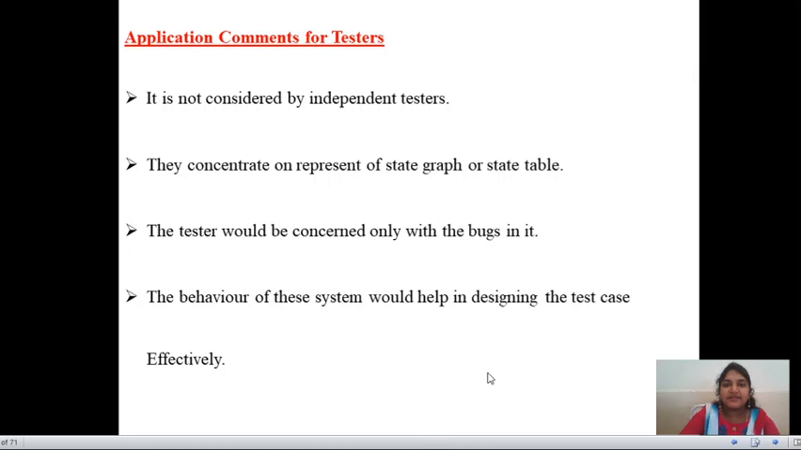After completion of this implementation, the state testing will be performed by testing with states, inputs, transitions and outputs. So this is about the state graphs.